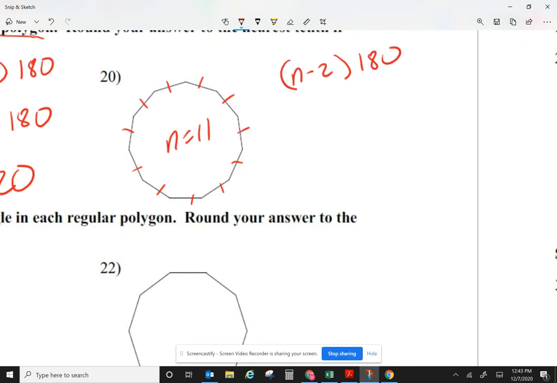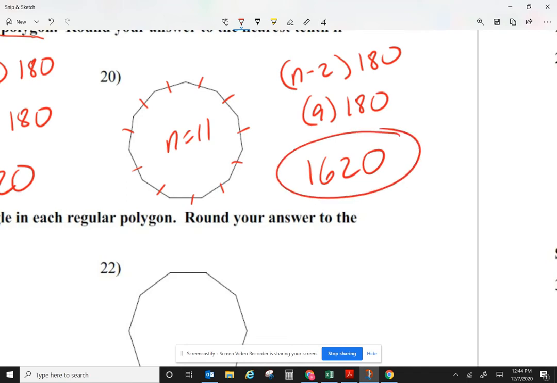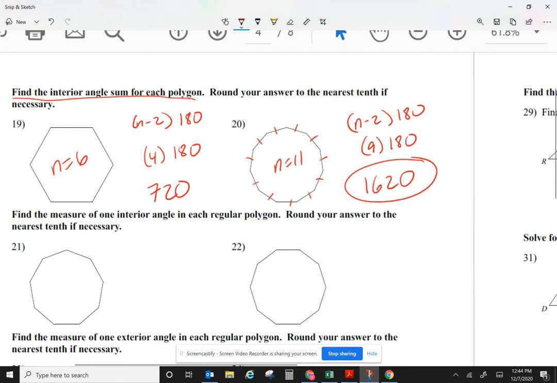That's going to tell me how much all the angles on the inside add up to. So I'm just going to go 9 times 180. There are 11 sides, so 11 minus 2, that's where I got the 9. 9 times 180, I'm just going to say all the angles on the inside add up to 1,620. That's how I find out how much all the angles on the inside add up to. So we're going to call that the interior angle sum. You're going to add the angles on the inside.